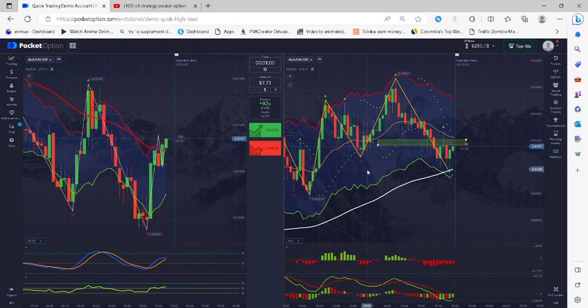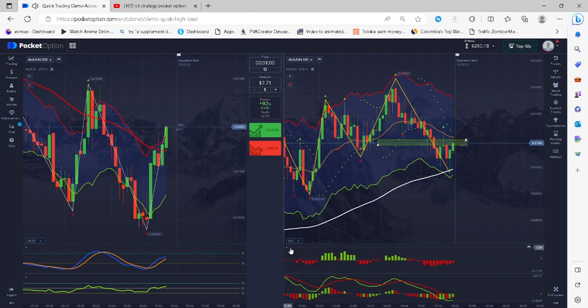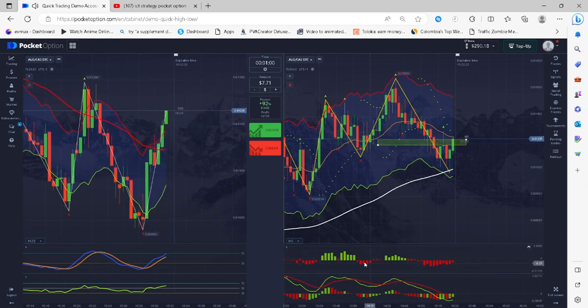Now, having said this, we have the stochastic set to 24 and 3 for the 30 seconds, and the RSI set to 14 on the 30 seconds, while the MACD is the default MACD on the 3 minutes, and the momentum is set to 12. I use the momentum just to make sure, for example right now I know the momentum for the sellers is more, even though the market is trying to do a reversal while still trending down. That's what I'm seeing here with the momentum.